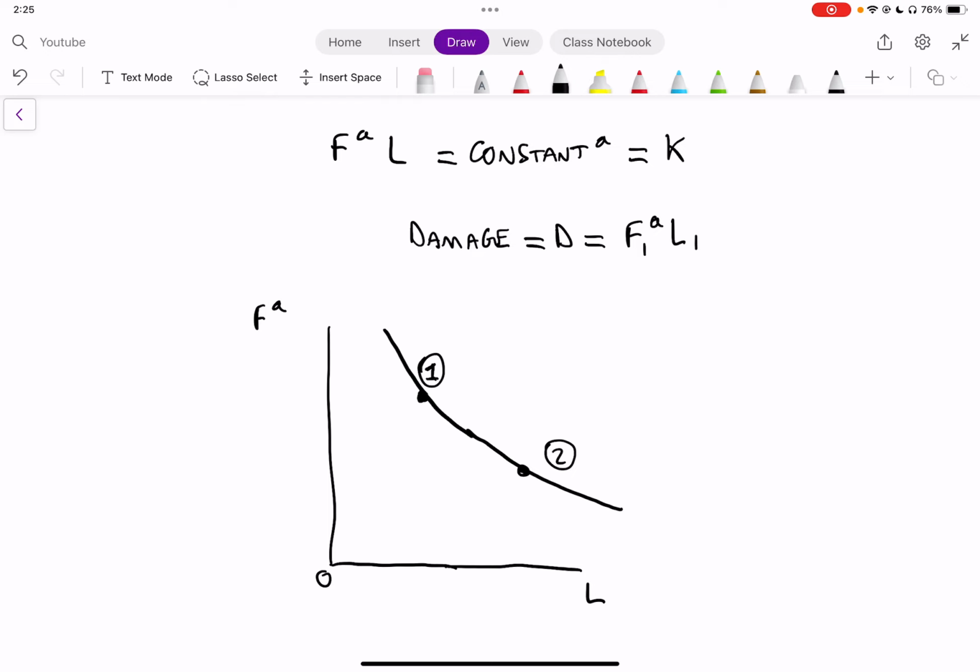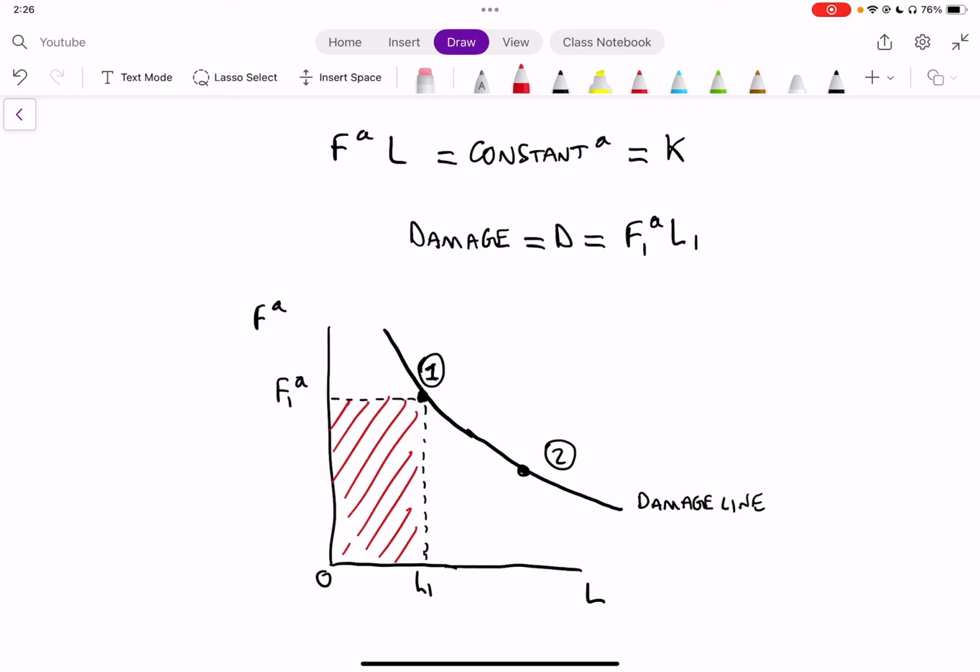Okay, so if you look at the actual graph, the damage would be equal to the area under the curve. Okay, and we'll look at that in a second. So this is called the damage line. And if we look at the damage line, this first point would be equivalent to the equation we wrote above. So it'd be F1 to the power of A times L1, okay? And this area in red is essentially going to characterize the damage.